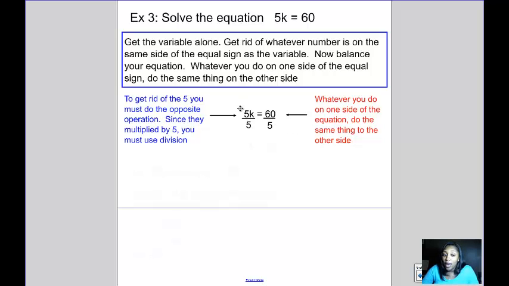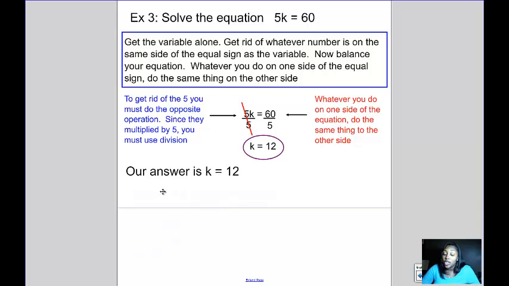Then once we do that, because it's 5 divided by 5, that basically gives us 1. So we can cancel it out. We can cross that out. So we basically got the k by itself. And then 60 divided by 5 gives us 12. So that means that k is equal to 12. So our answer is that k equals 12.